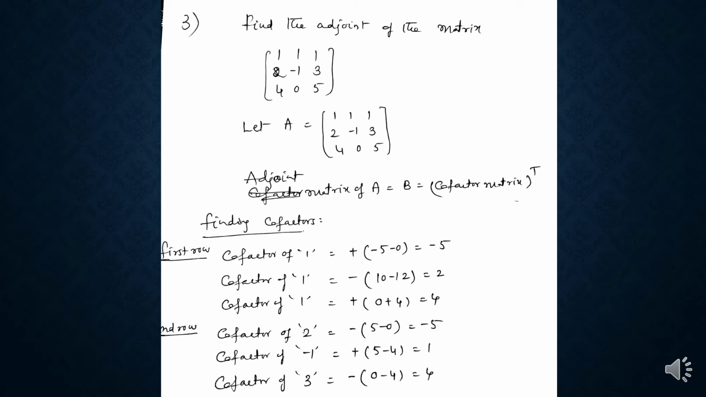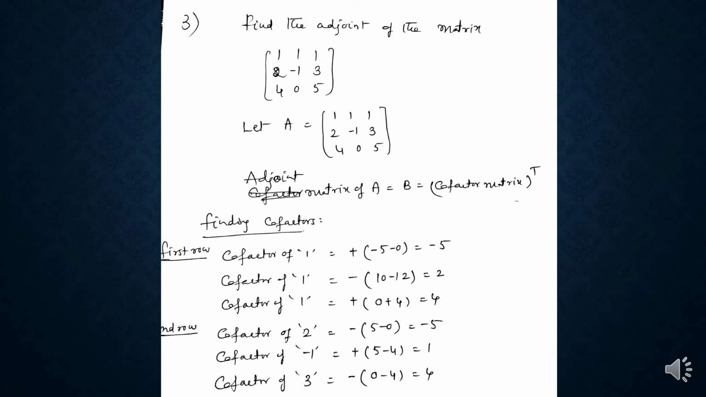Cofactor of 1 is equal to, so by deleting this row and column we will get 2, 3, 4, 5. Determinant 2, 3, 4, 5. So what is the value of 2, 3, 4, 5? 5 into 2, 10, minus 4 into 3, 12. 10 minus 12, that is minus 2. Minus into minus 2 plus 2.